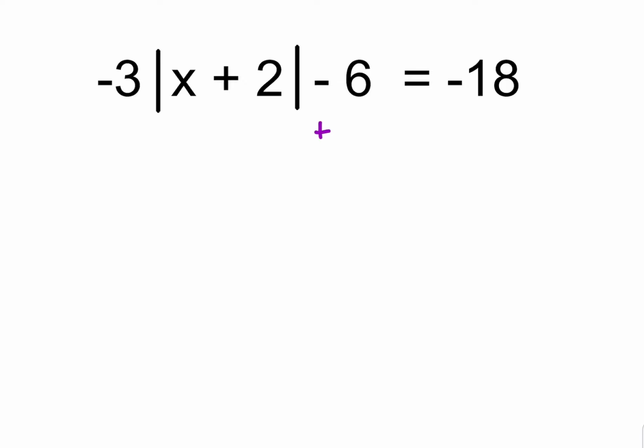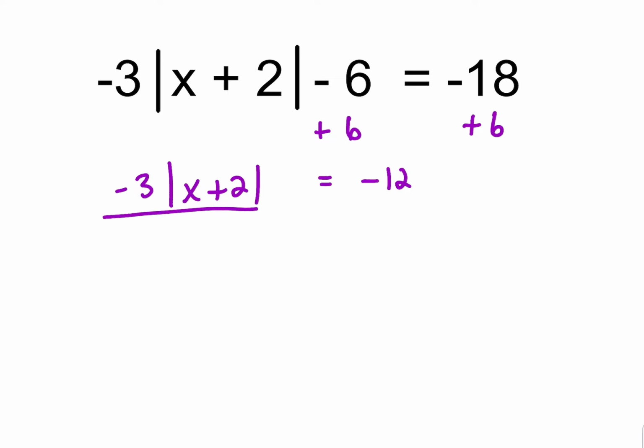My first step is going to be get rid of that -6 by adding 6 to both sides. So I get negative 3 times the absolute value of x plus 2 equals negative 12. And then I want to get the absolute value all by itself, so I'm going to get rid of that negative 3 out in front by dividing by negative 3. And I get the absolute value of x plus 2 equals positive 4. Now is when you can break it up. So now I can split it into two separate equations.